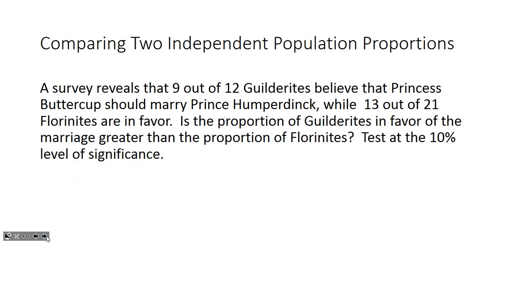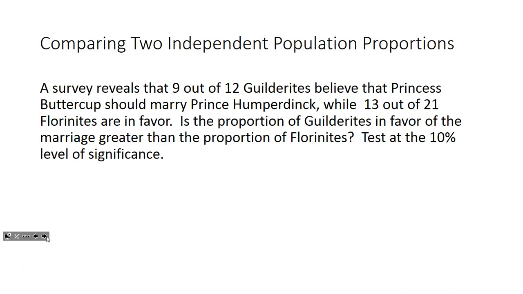This time, instead of comparing two means, we're going to compare two independent population proportions. All right, fans of The Princess Bride, a survey reveals that 9 out of 12 Gilderites believe that Princess Buttercup should marry Prince Humperdinck, while 13 out of 21 Florinites are in favor. Is the proportion of Gilderites in favor of the marriage greater than the proportion of the Florinites? Test at the 10% level of significance, so alpha equals 0.1.